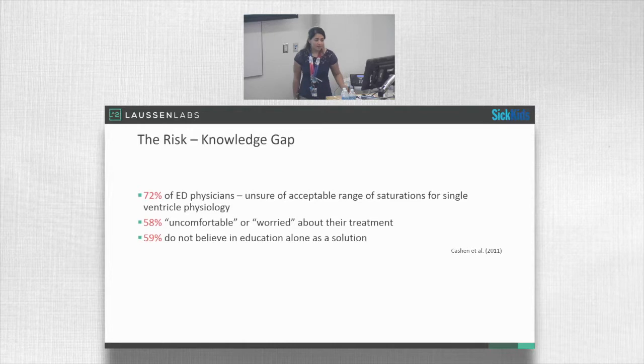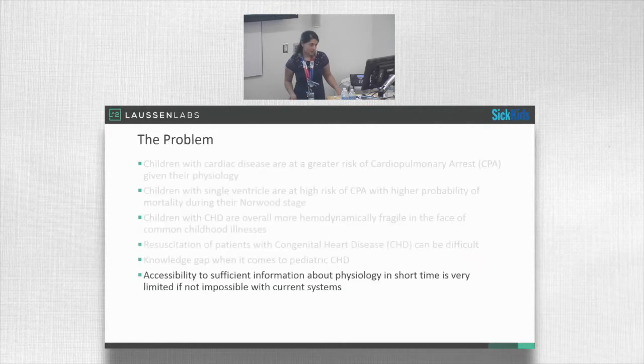59% of them didn't believe that education on its own would be sufficient, but if you take that in light of the fact that many of these peripheral hospitals do not necessarily see as many of these single ventricle patients, it makes sense that education on its own would not be sufficient. And even if you do have the knowledge, accessibility to sufficient information during an acute situation is also very limited given the current system of information transfer that's available.